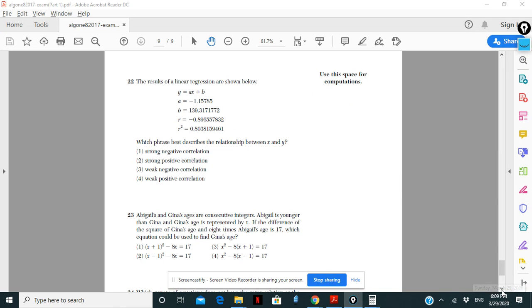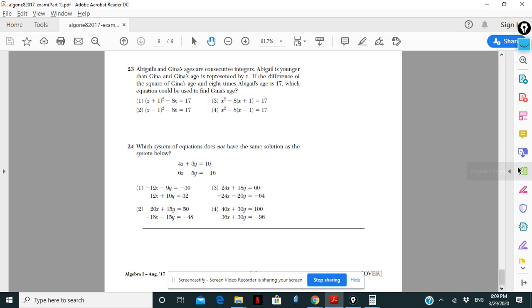Okay. Question number 23. Abigail's and Gina's ages are consecutive integers. Abigail is younger than Gina, and Gina's age is represented by x. If the difference between the square of Gina's age and 8 times Abigail's age is 17, which equation could be used to find Gina's age? So what we said here, I'm going to write. So Abigail is younger than Gina.